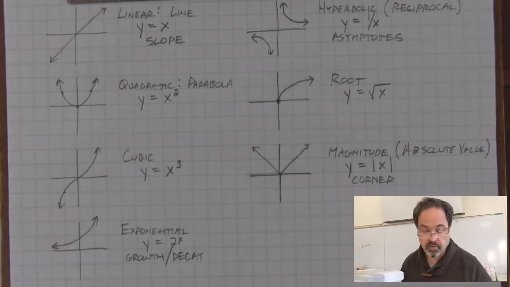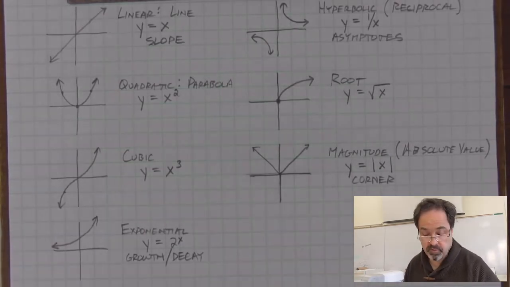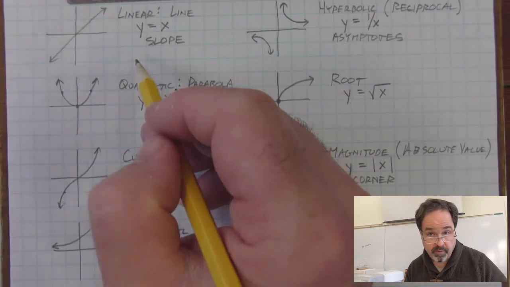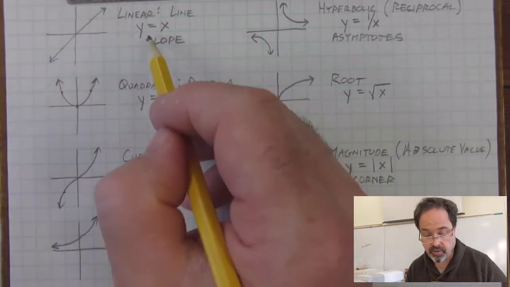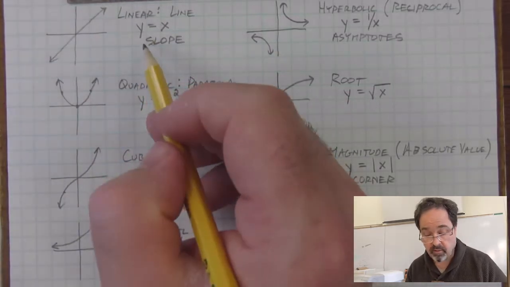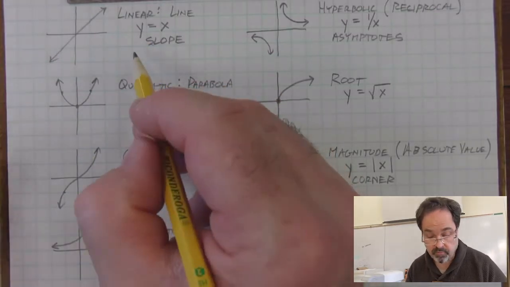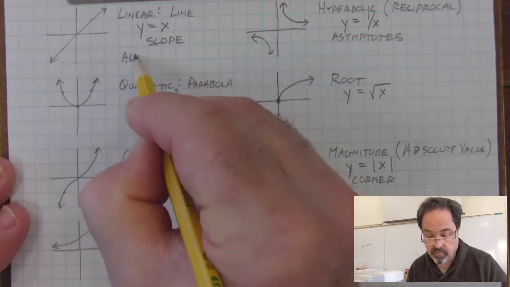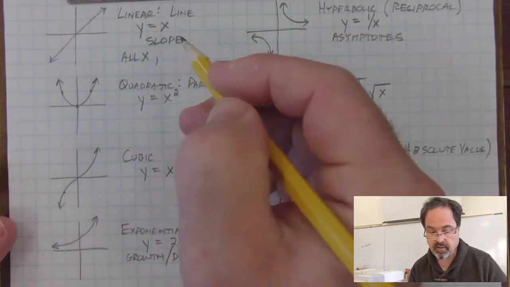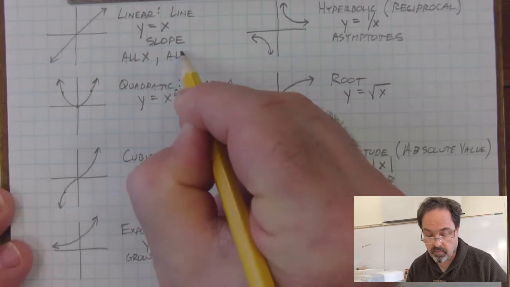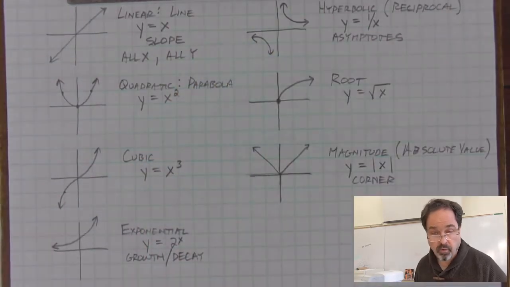The last thing I'm going to do is write down for each of these parent functions the domain and range. In the simplest possible way, we can say that for a line, we can put all values of x into the linear function. The domain of a parent line is all real numbers. Most simply expressed, we could say all x. The range of the parent line is all real numbers. Simply, the easiest way to express it is to say all y.